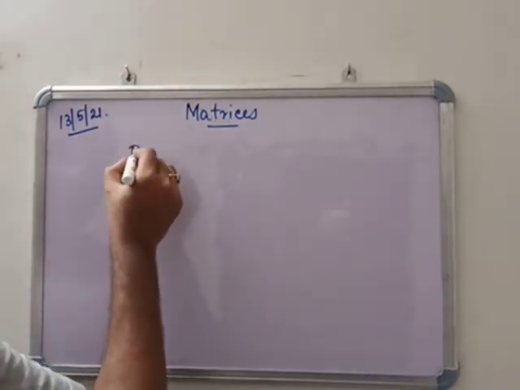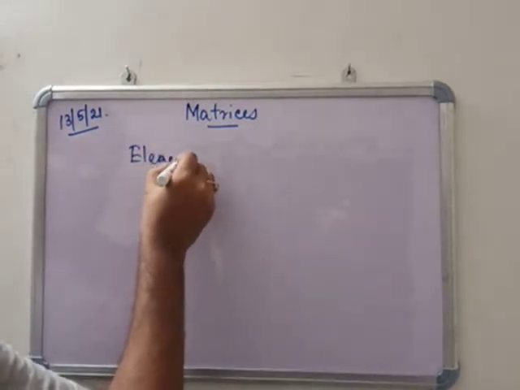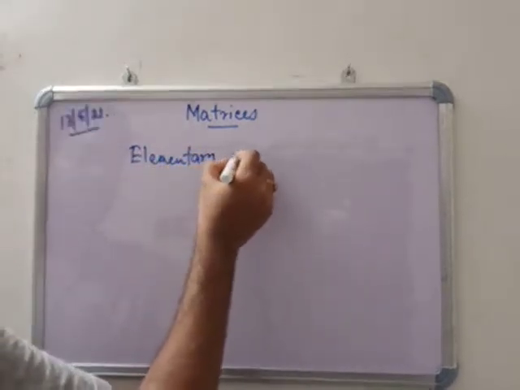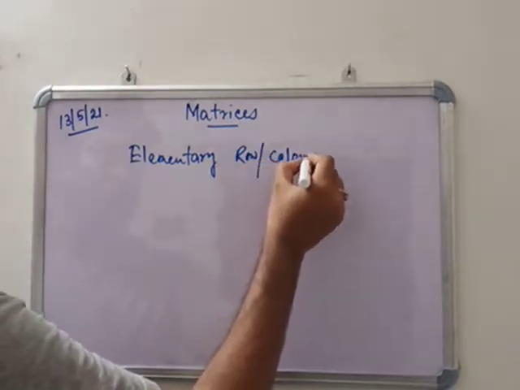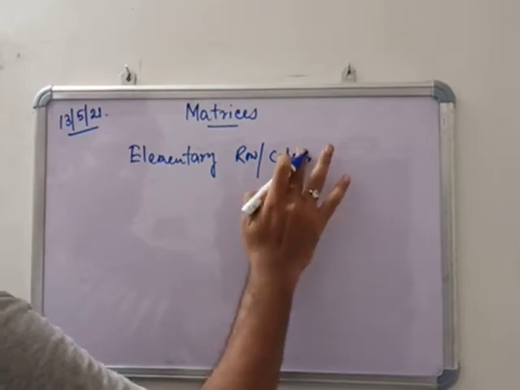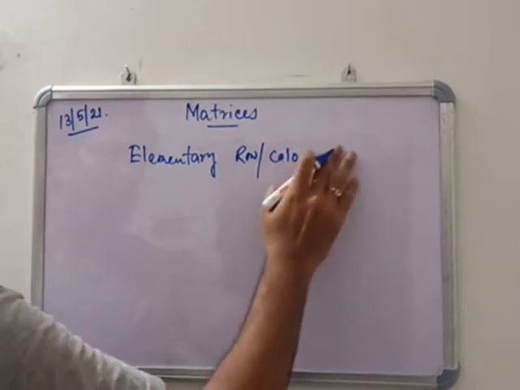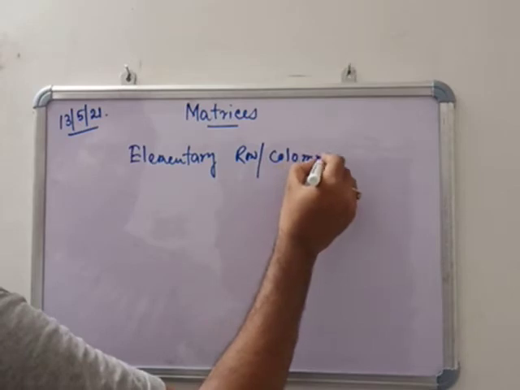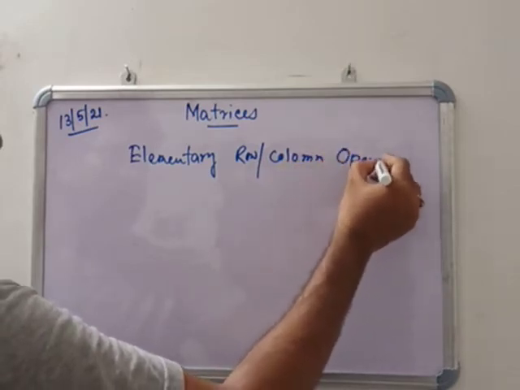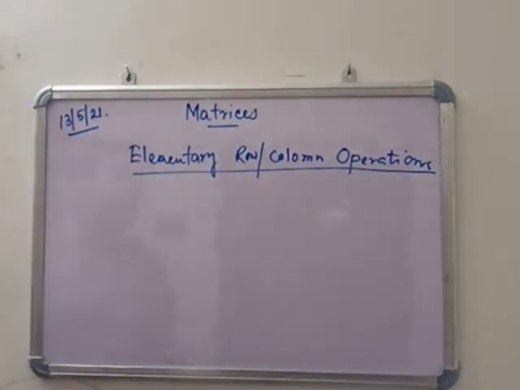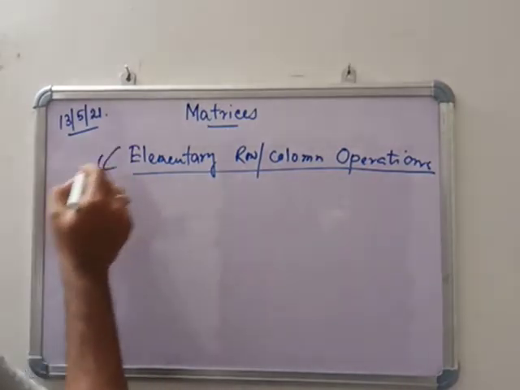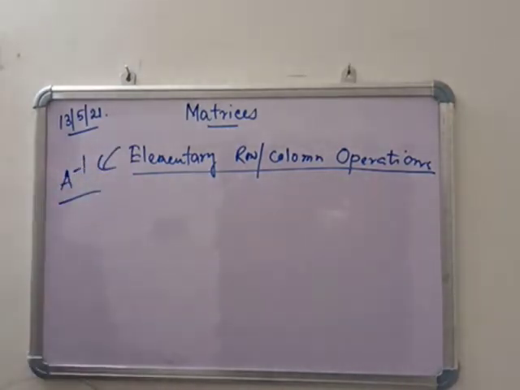First thing, when you are using row operations, then you have to use only row operations. Suppose you are using row operations, that means you cannot use any column operation there. And when you are using column operations, then you cannot use any row operation there. So for finding A inverse, we are using elementary row operations.